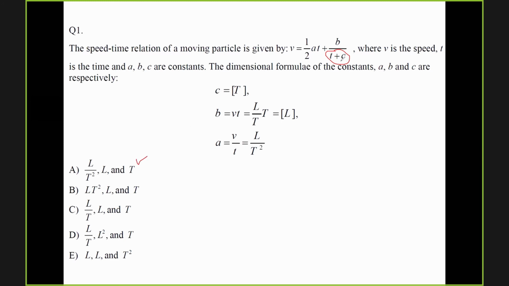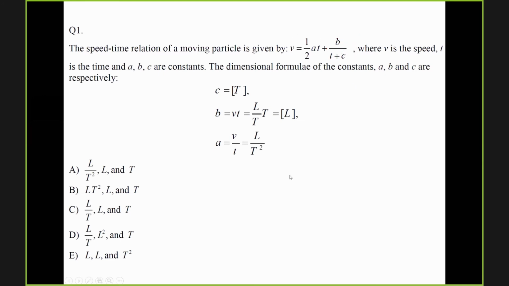So it's T, direct. Now, once you know this is T, what should be the dimension of B? The dimension of B should be L. Why? Because all this term has to be L over T. Do it step by step. Why did we not start with B? If I attempt to solve B without knowing C, maybe it's difficult for me.